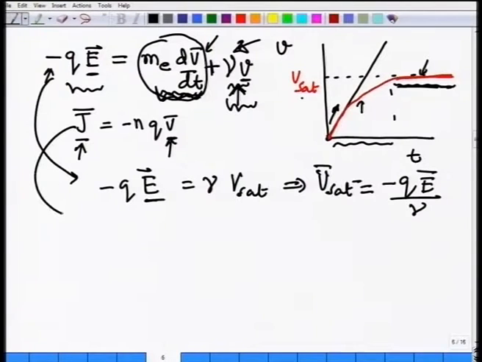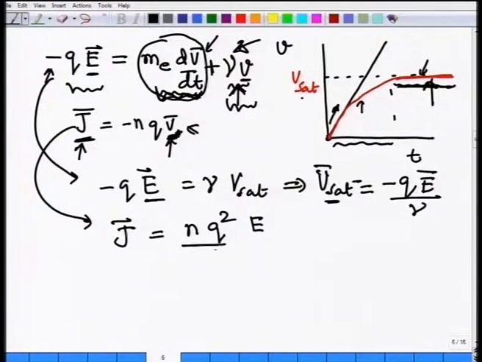If I substitute back into this expression, then J would become equal to n q, another q coming from q square. I am substituting this V sat into this V here, because this is the saturation velocity to which the current corresponds. This velocity is what I used to calculate this current density. So then I am substituting this V sat here to see what happens. So J equals n q square E divided by gamma. Now notice, for a field E that I apply, I get a current density J.